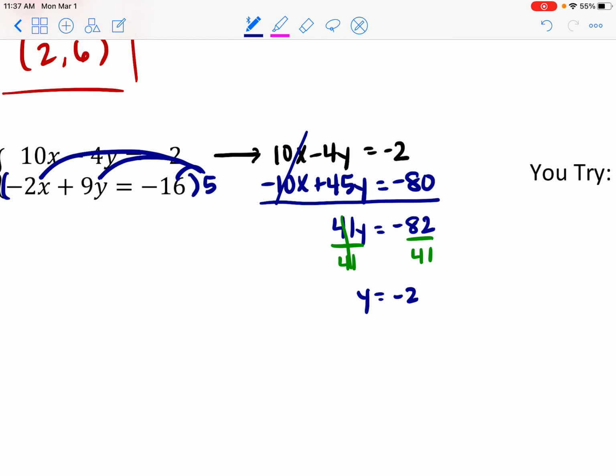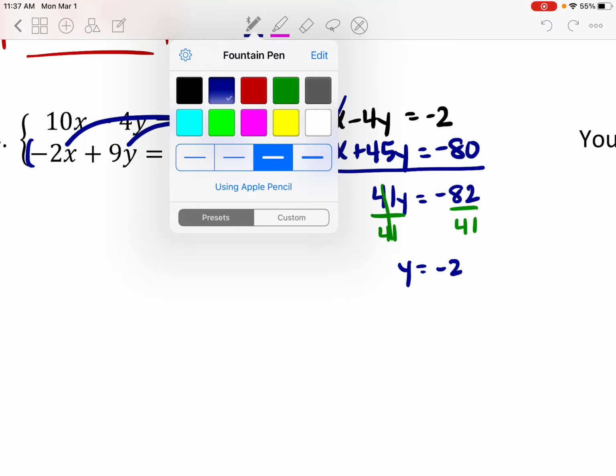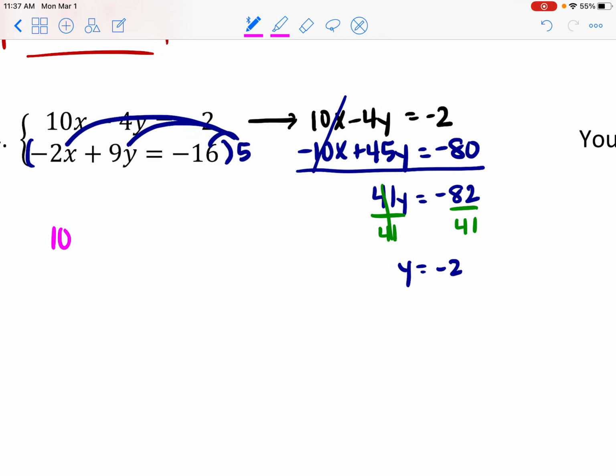Now I'm going to plug that in to get the other part of my solution. It doesn't matter which equation we plug into. It could be the first one, the second one, the third one over here that we just got. I'm going to go ahead and just plug into the first one. The first one says that 10 times x minus 4 times y, which we just found was negative 2, has to equal negative 2.